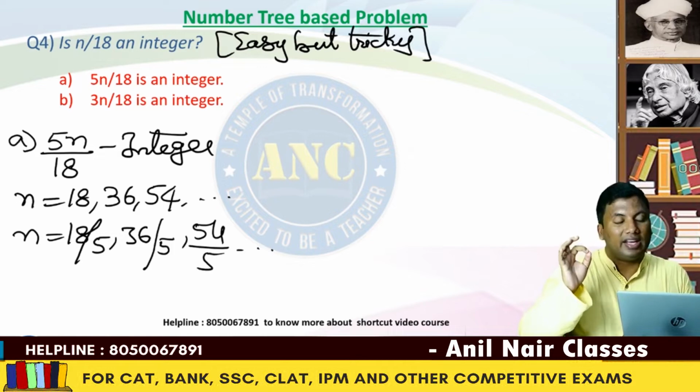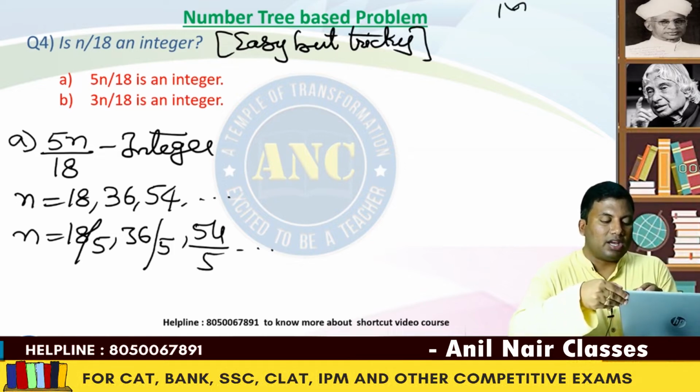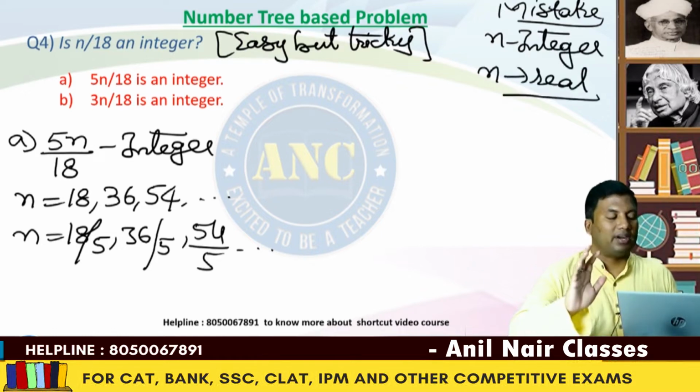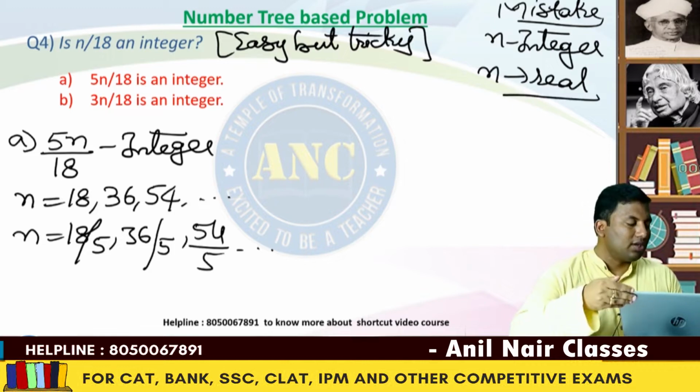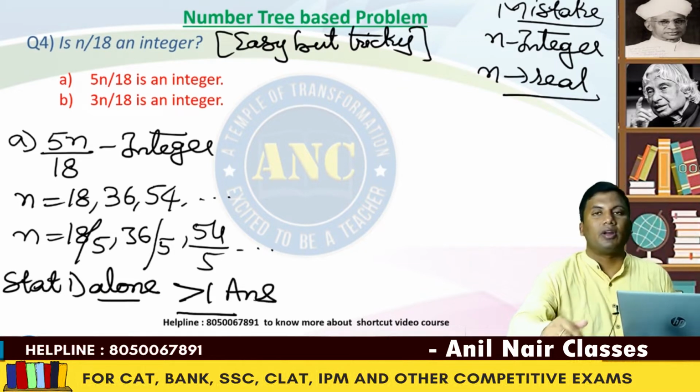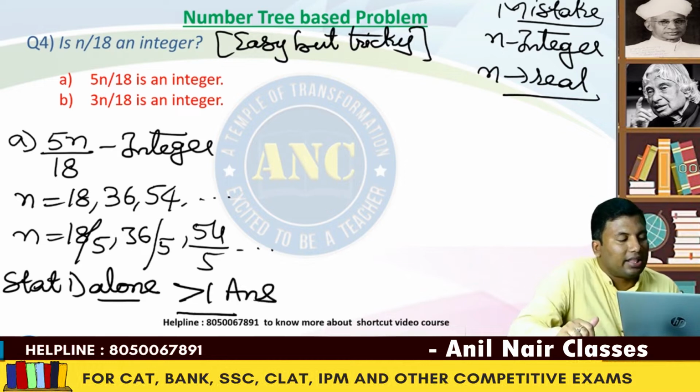5n by 18 is an integer. What is the mistake most of the students will do? They will take n as an integer. Nothing is specified that n is an integer. n will be a real number if nothing is specified. I hope it is clear. So statement 1 alone is giving me greater than one answer.